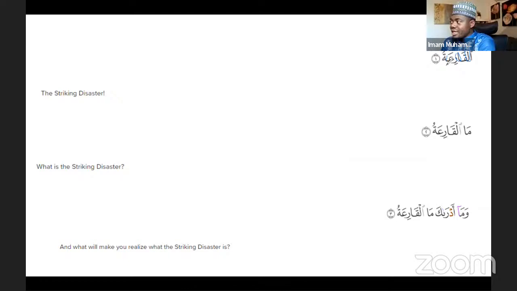And then at the last part, we actually converted this ta to a ha. So this is the rule of stopping on the ta al-marbuta: whenever it's at the end of the word, we have to stop, meaning you convert it to a ha. And so that's why we pronounce this as al-qari'ah. And this is mal-qari'ah.